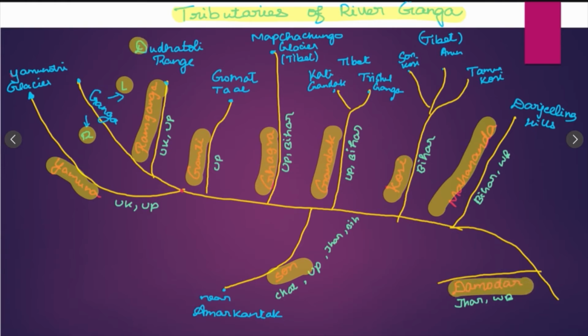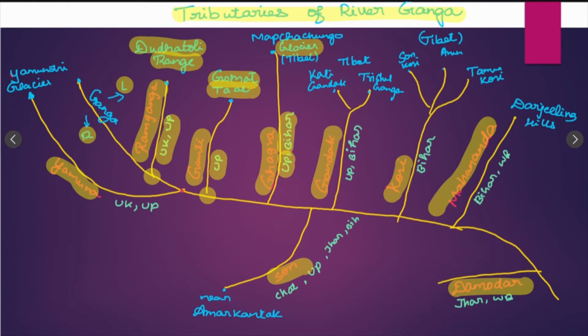Ramganga originates from the Dudhatoli range, passes through Uttarakhand, UP and meets Ganga. Gomti has its origin from Gomatal, passes through Uttar Pradesh and meets river Ganga. Gagra river originates from the Mapchachungo glacier, passes through UP, Bihar and joins river Ganga. Gandak river passes through UP, Bihar and meets river Ganga.